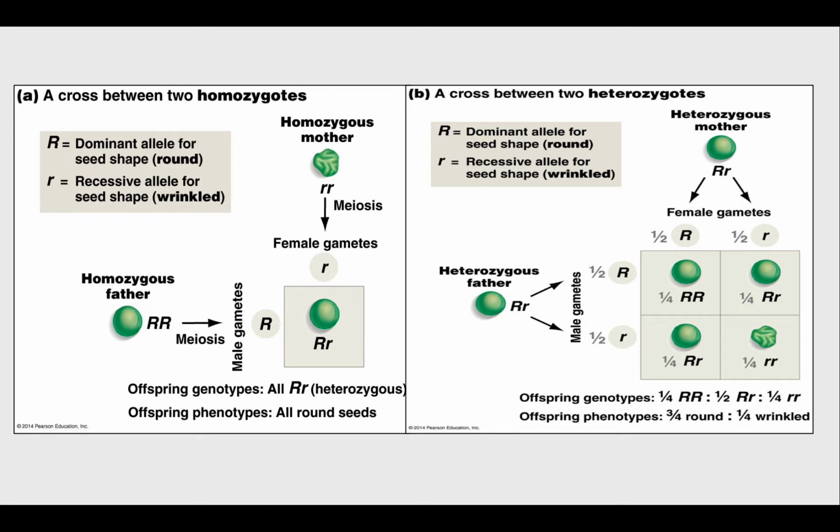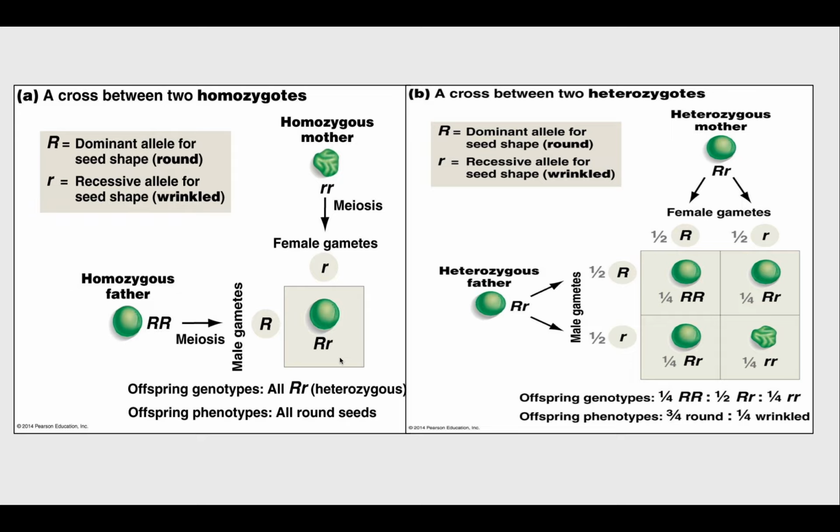If we look at a cross between two homozygotes, we can draw these Punnett squares. And the Punnett square for a homozygote is pretty easy. The father only has one allele, big R. So that's the only option we can have. And the mother only has one type of allele, little r. That's the only option we can have. Their offspring can only have this combination of big R, little r. In this case, we're looking at the roundness of the seed, and round is the dominant trait, so the seeds are going to appear round.